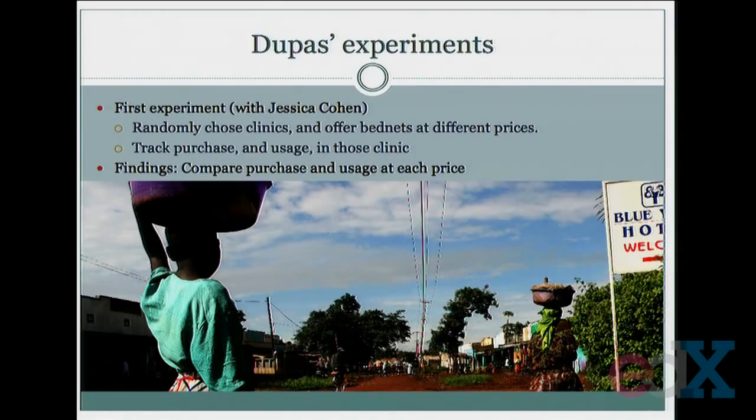And so what did they do? They randomly chose prenatal clinics, and they gave them nets to give to people who come for their prenatal exam, either at 0 or at 20 shilling or at 30 shilling or 40 shilling. So the unit of randomization is the clinic. And then they compare how many bed nets they sold and whether the bed net got used, and therefore the effective coverage in those clinics.